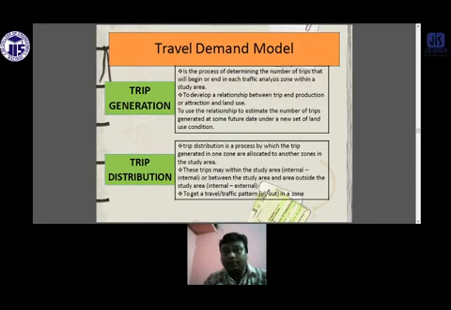Number two, to develop a relationship between trip production or attraction and the land use. This term attraction is very important in the transportation planning aspect. What is the meaning of attraction? Suppose in my vicinity there are three shopping complexes. It is not possible that all the complexes have the same facility, the same infrastructure, everything the same.